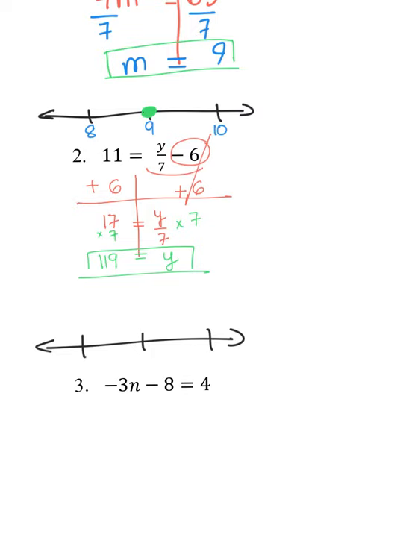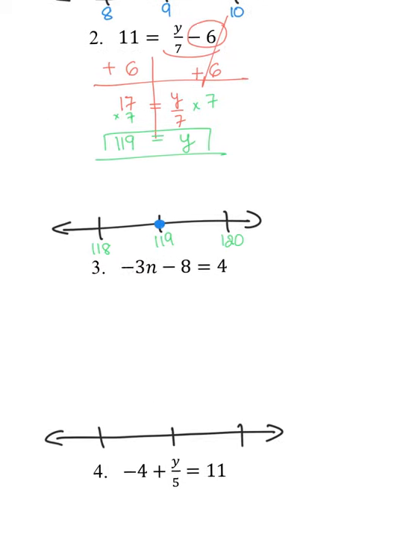We're going to graph it. 119, I'll put it in the middle. What is greater than 119? 120. What is smaller than 119? 118. So to graph it, I just need to put a dot on that number. Let's move on to number 3.